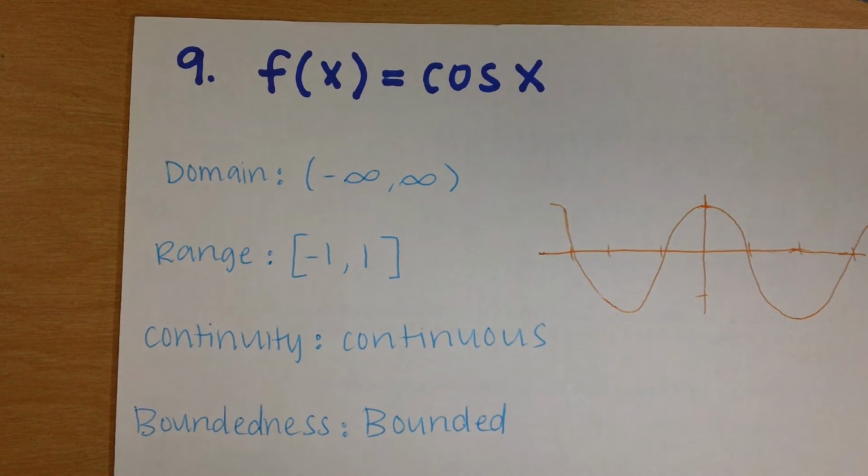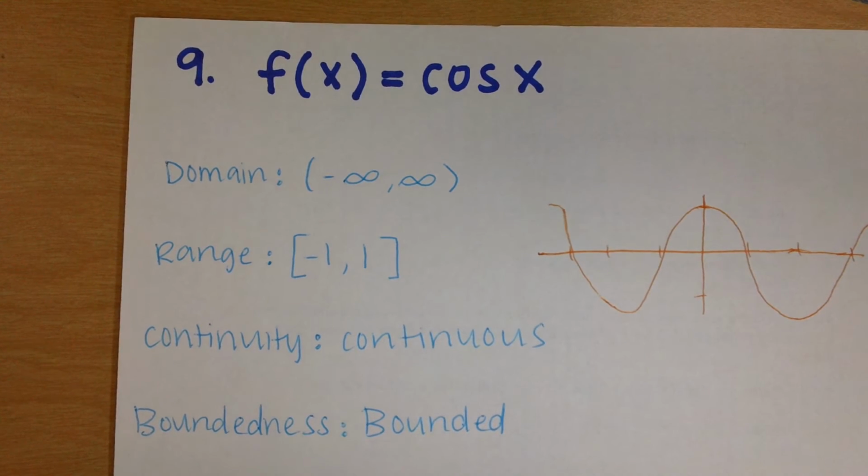Absolute max of 1 at x equals 0 plus 2 pi k. And absolute min of -1 at x equals pi plus 2 pi k, where k is an element of integers. No vertical or horizontal asymptotes, and the end behavior doesn't exist.